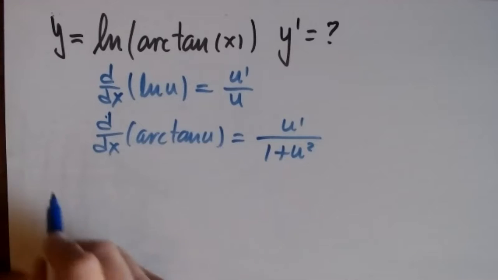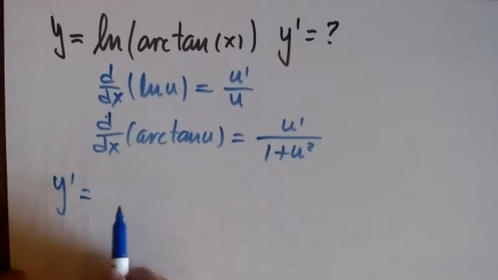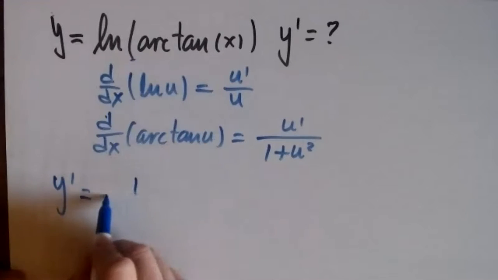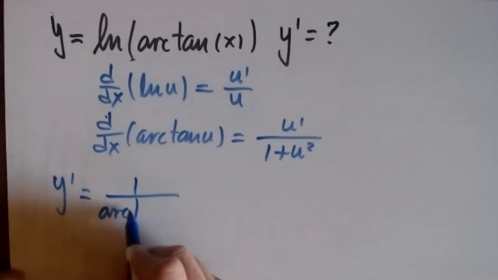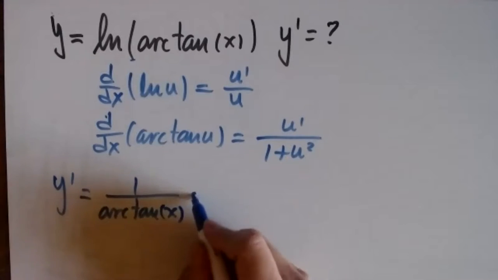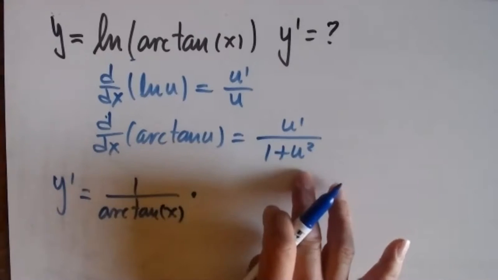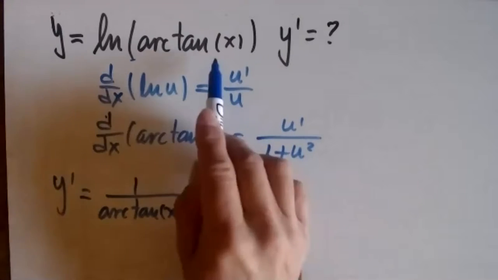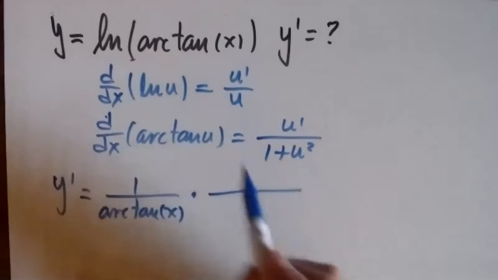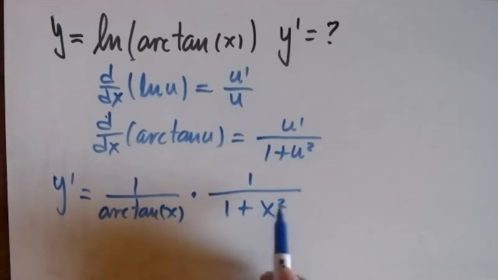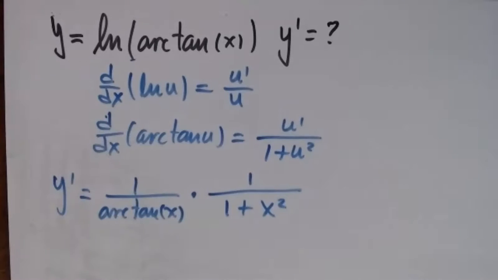So my y prime simply is going to be 1 over u. This is the u, so it's going to be 1 over the arctangent of x times the derivative of the arctangent. Well, what is the derivative of the arctangent? It is u prime over 1 plus u squared, so in this case, u is x, so it's 1 over 1 plus x squared. So that's my answer.